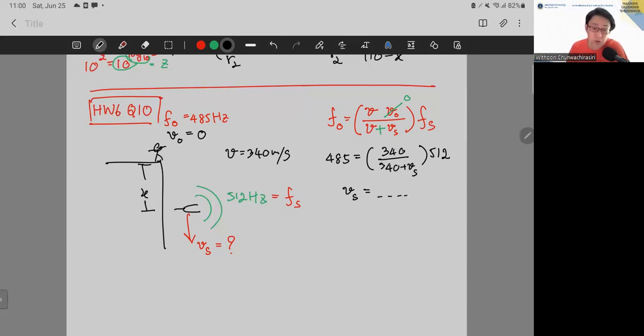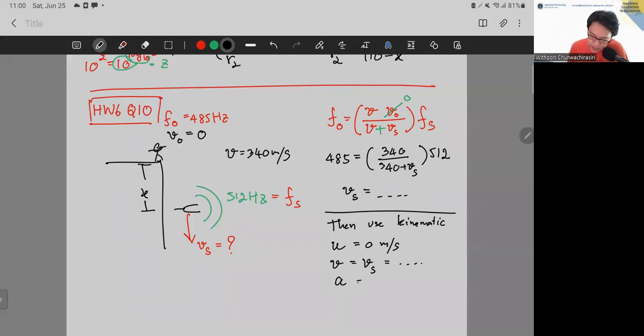Nice. Once you have that, all you need to do is use a kinematic equation. What you need to use is, of course, the initial release point, the initial speed, you might use u for that, which is 0 meters per second. The final speed in your calculation is the speed of the source, the one that you just got. The acceleration is definitely g, 9.8 meters per second squared. What you want to figure out is the displacement of this object right there.